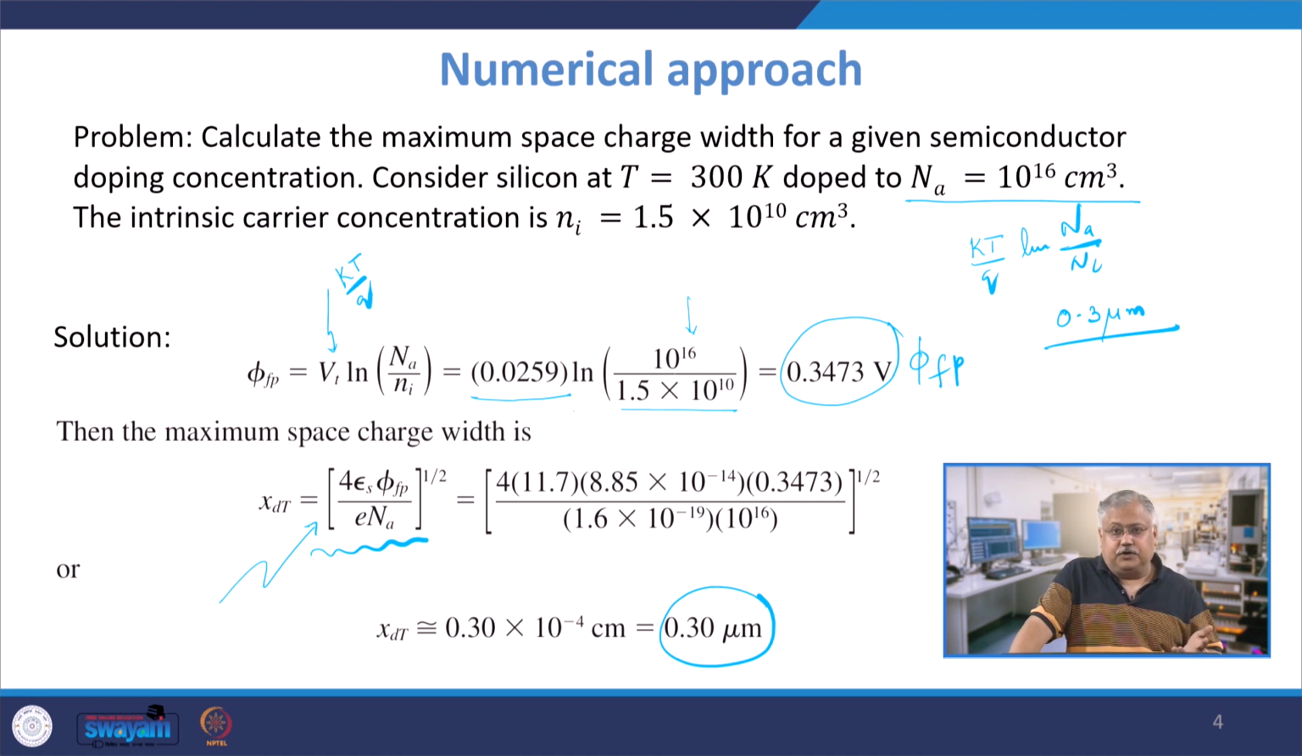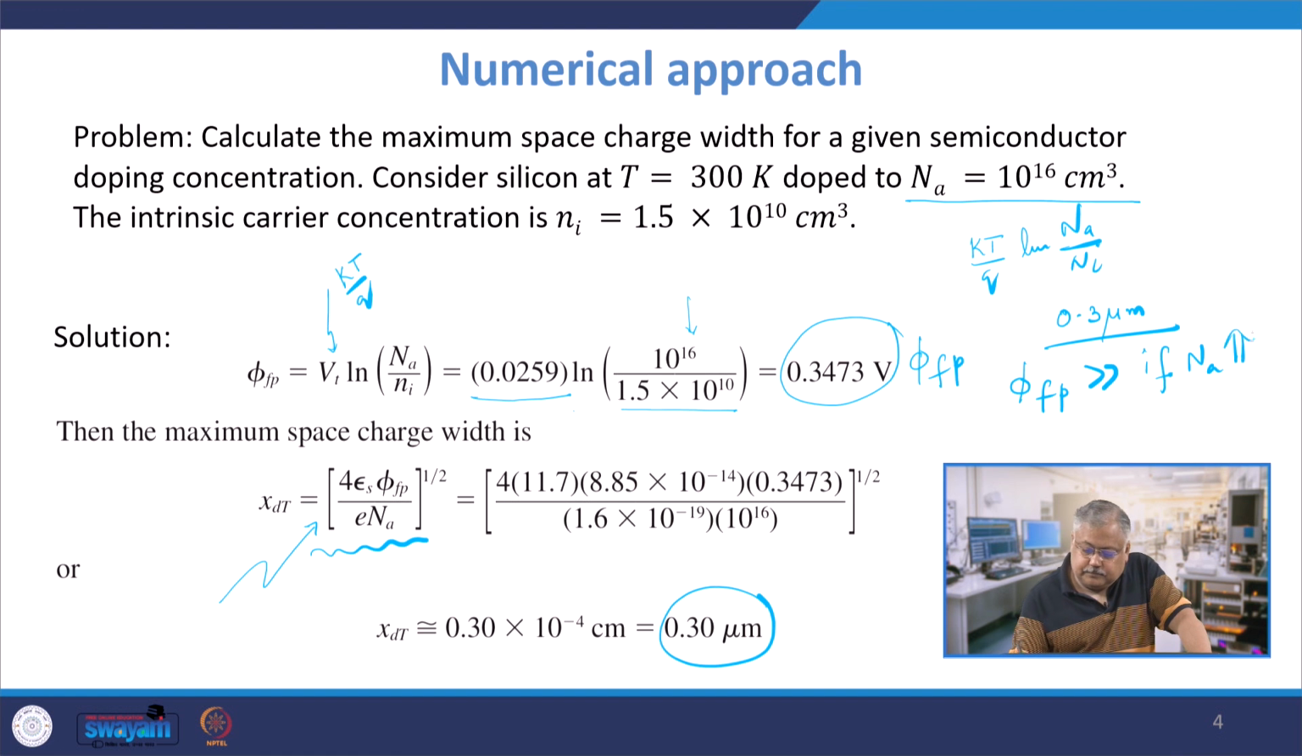So let us suppose your Na value was very large, say 10 to the power 19, 20 or so on, so almost degeneracy. This is for the P type semiconductor, that is the reason for Na. If it were an N type semiconductor, this would have been Nd. Now if that were the case, your phi fp will be relatively large, right? And the reason is when you have a large number of acceptor ions in your substrate, you require a larger amount of voltage to pull it up to form the channel. Which means that this phi fp will be large if your Na is also large, correct?